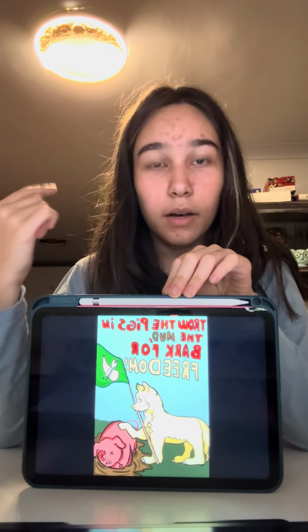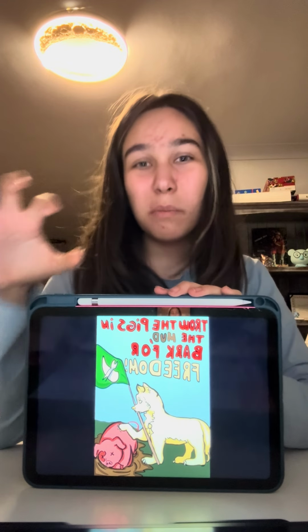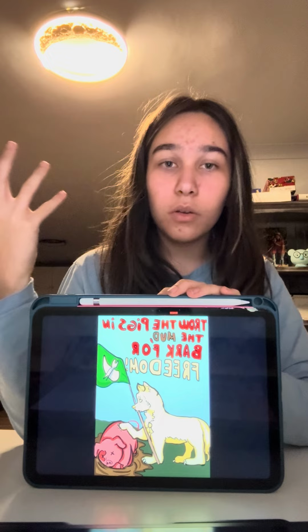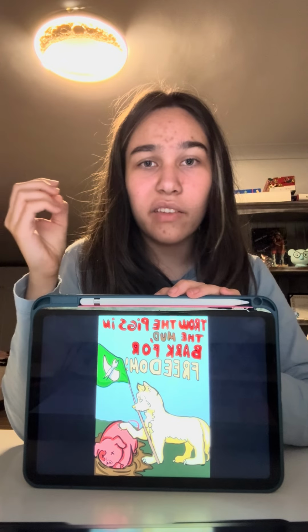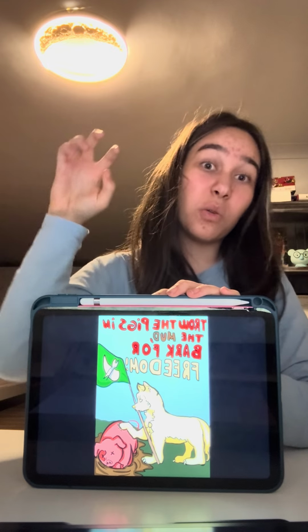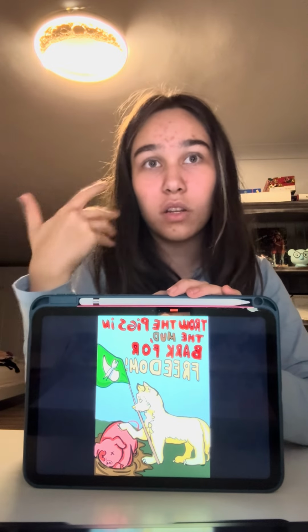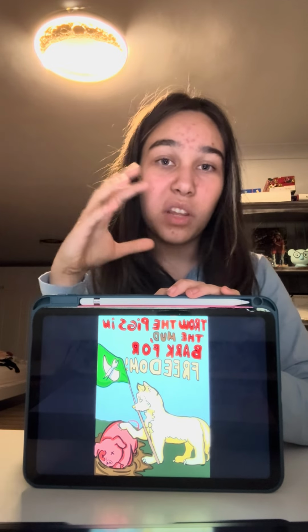Throw the pigs in the mud. I did this because pigs are usually associated with rolling around in the mud, so I wanted to do this as kind of a negative jab that shows how useless and how incompetent they are, because we see pigs as incompetent and useless when they just roll in the mud and do nothing.